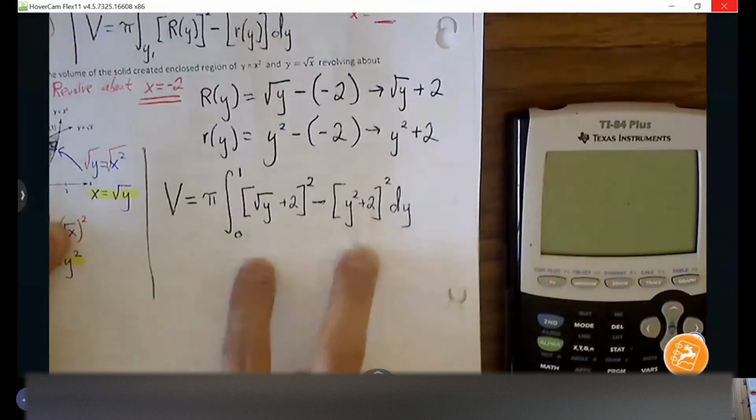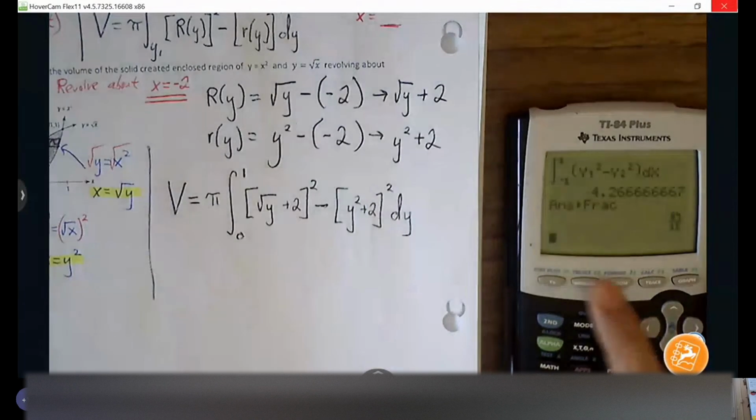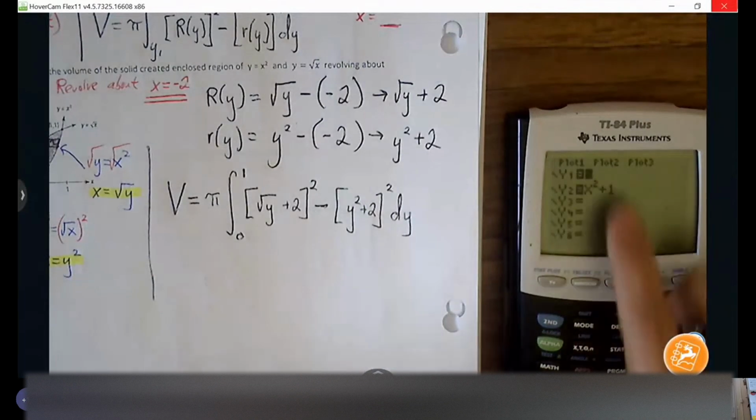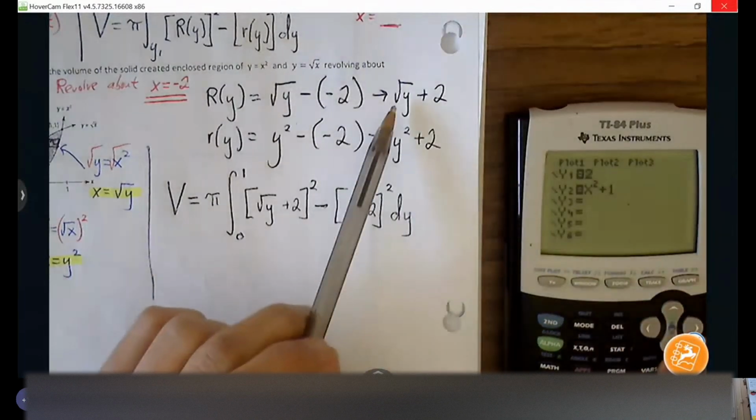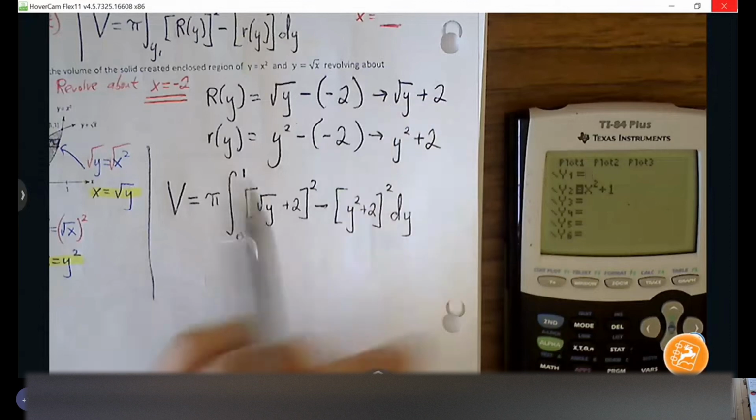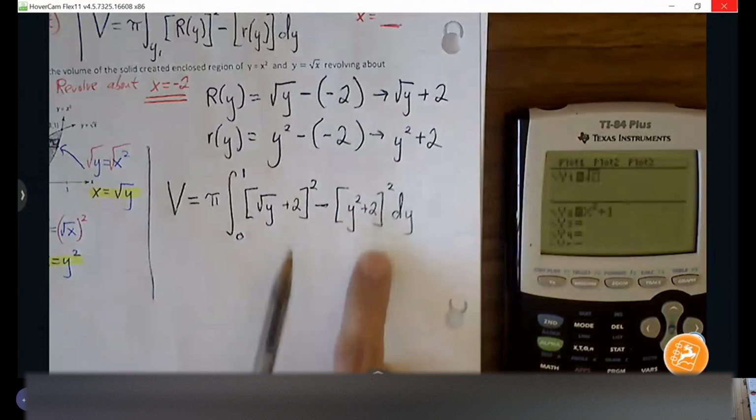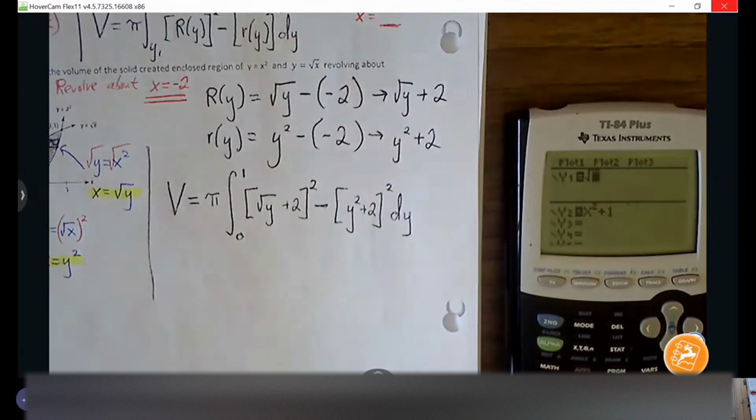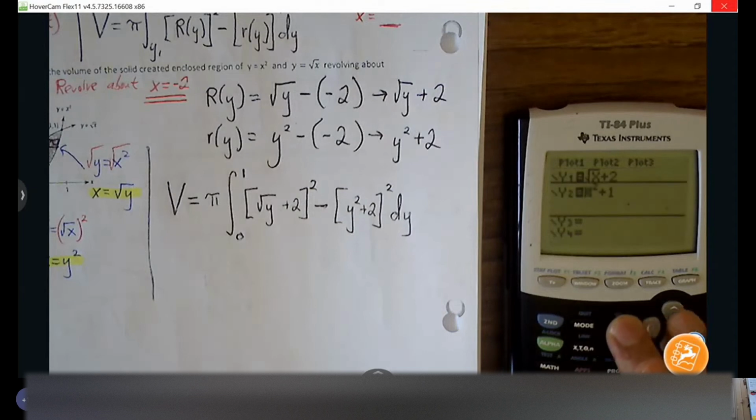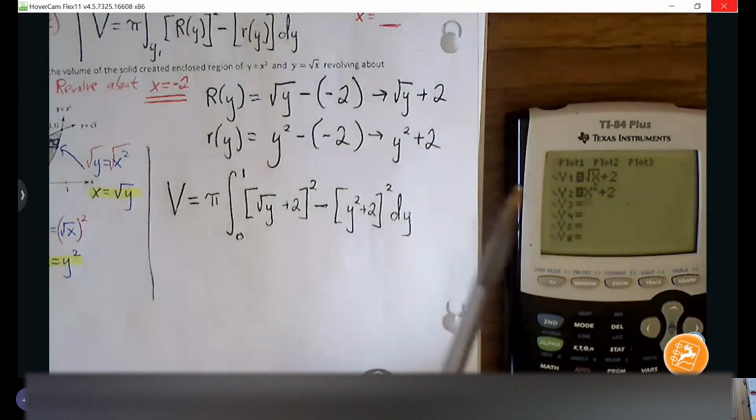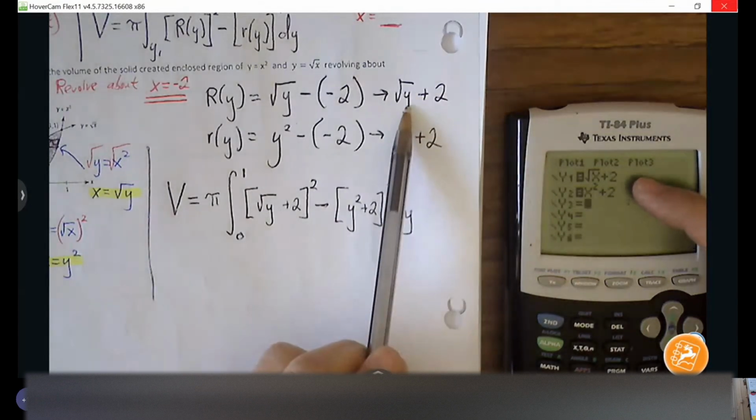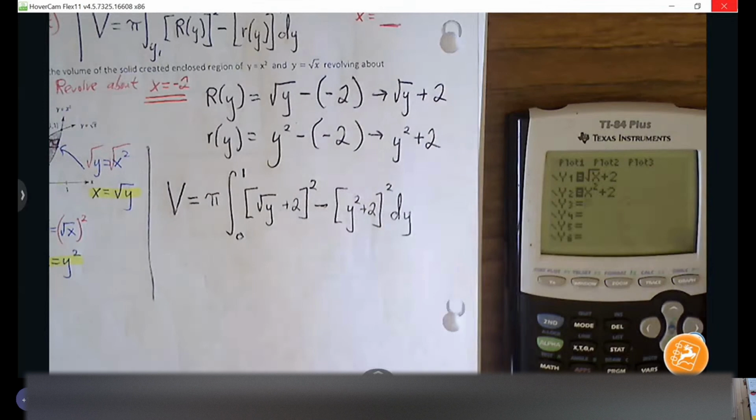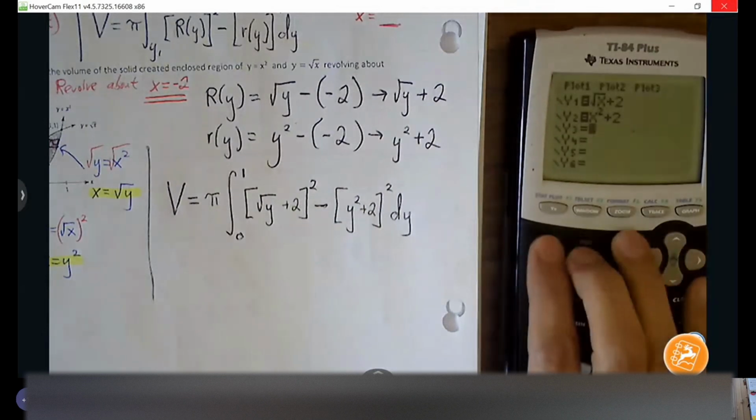If you're using 36 Pro, you got to enter all this into the same line. But the graphing calculator, I'm just going to update my y1 and y2. My y1 is going to hold my big radius. So you have to adapt. On paper it's in terms of y, but in the calculator, everything's in terms of x. Okay, so I have root x plus 2 as my big radius and x squared plus 2 as my little radius. I'm going to go back to my home screen.